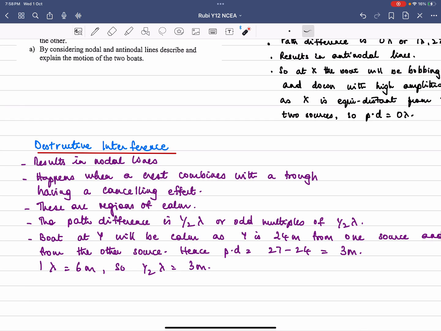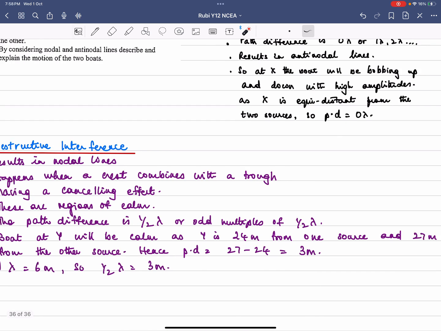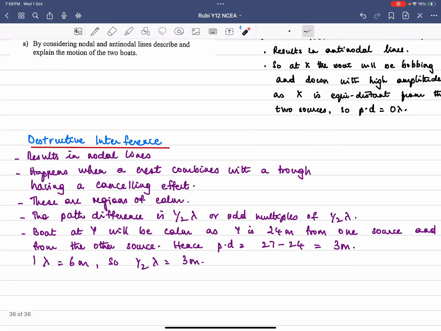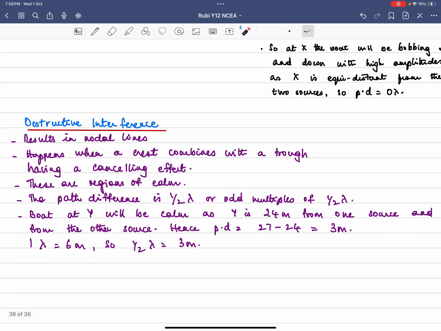So the boat at Y will be calm as Y is 24 meters from one source and it's 27 meters from the other source. So the path difference, 27 minus 24, is 3 meters. One wavelength is 6 meters, so half a wavelength is 3 meters. So that's your answer. I hope that made sense.